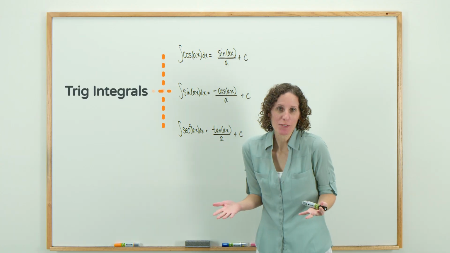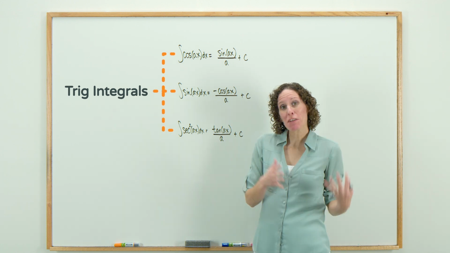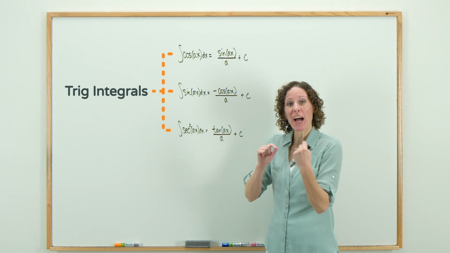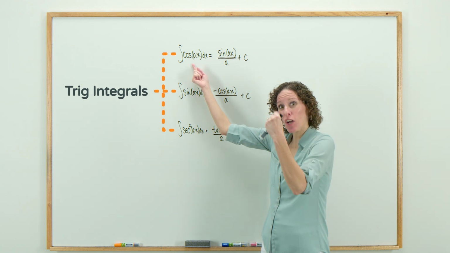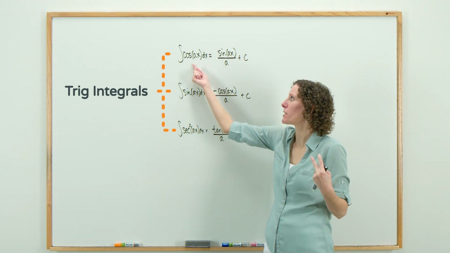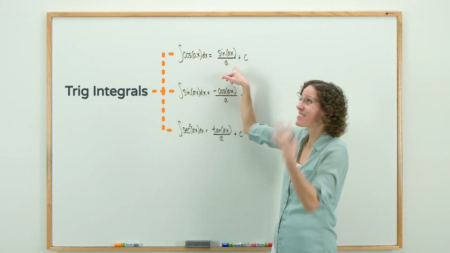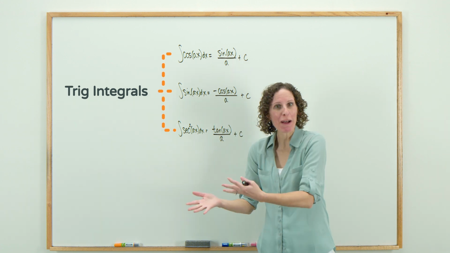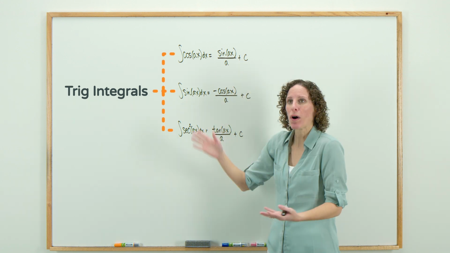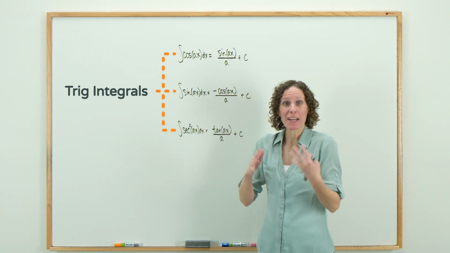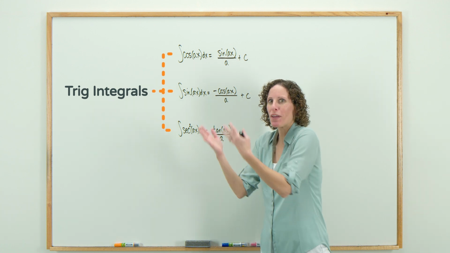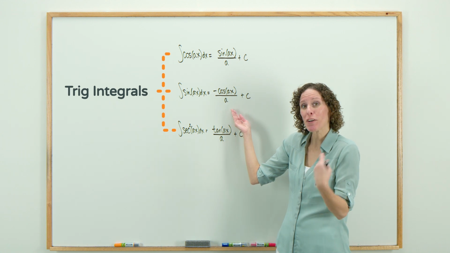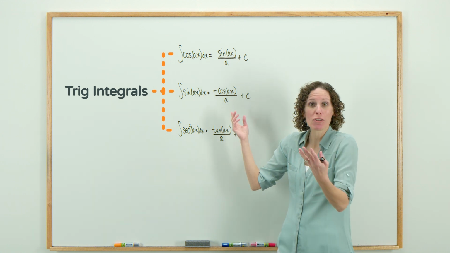So for our trig integrals, we have to remember that we're doing the opposite of our derivatives. If we knew that the derivative of sine was cosine, the integral of cosine would have to be a sine function. So the integral of cosine ax is sine of ax divided by a. Remember, we're doing the opposite. So instead of multiplying by the coefficient, we're dividing. Well, if the derivative of cosine was a negative sine, the integral of sine would be a negative cosine. And again, dividing by that coefficient instead of multiplying by the coefficient of the angle.